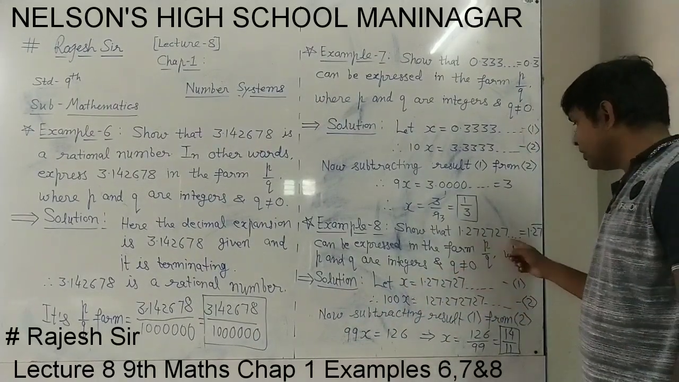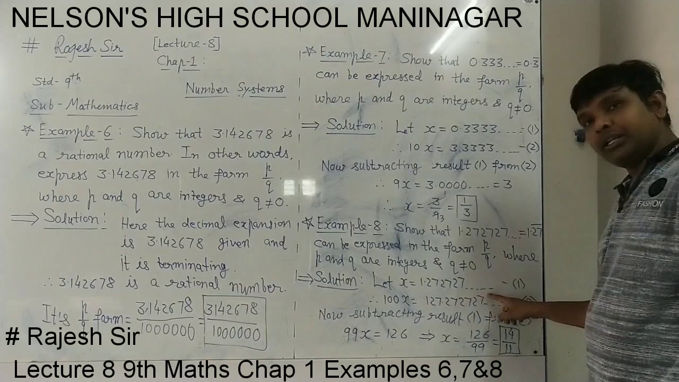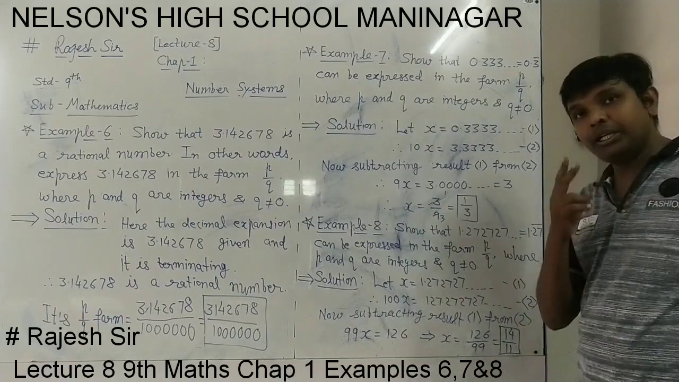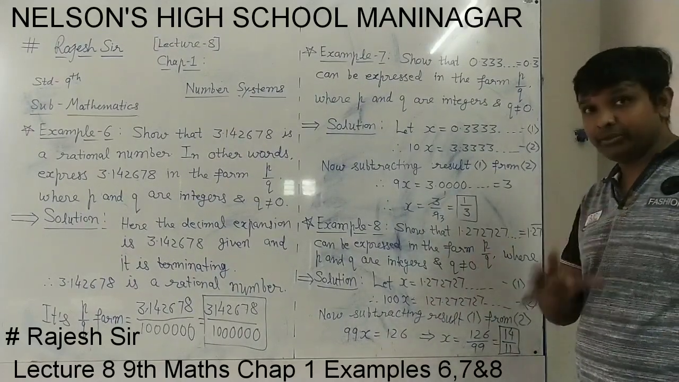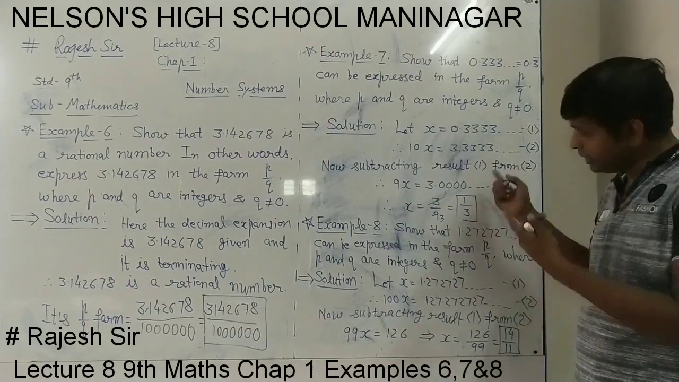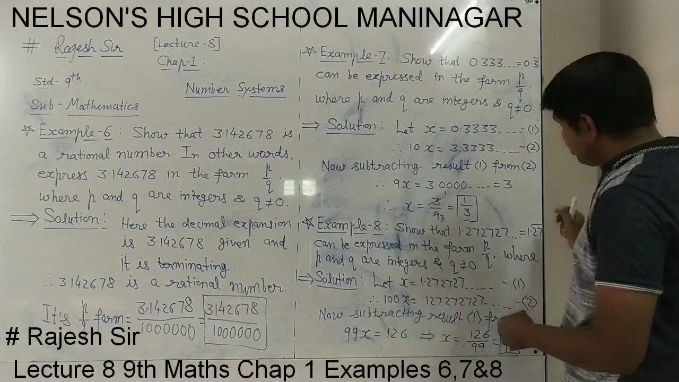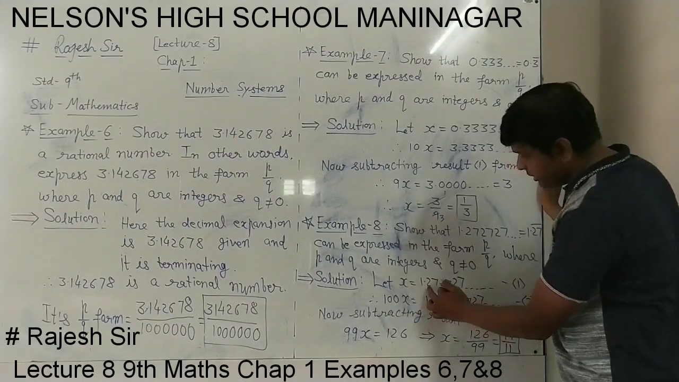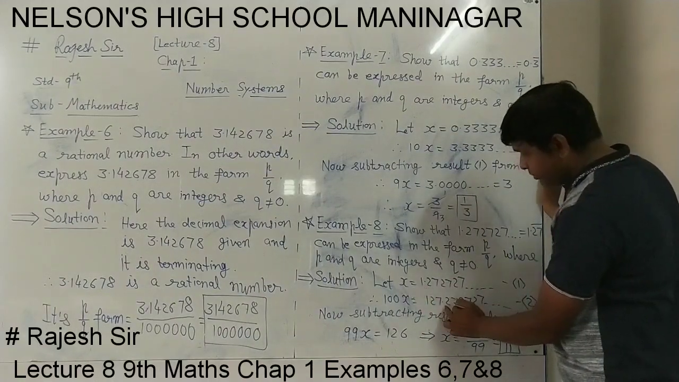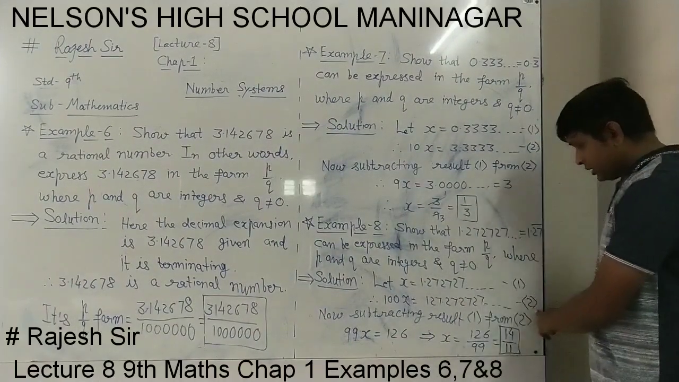Let x equal the given number 1.272727, infinitely repeating. Say result 1. Now here after the point, how many digits are repeating? 2 digits are repeating, so we will multiply by 100. Why did we multiply by 10 earlier? Only one digit was repeating. Here we are multiplying by 100 because 2 digits are repeating. So 100x, by multiplying 100, and the point will be displaced by 2 digits. So it will be 127.27272727 and repeating as was given. So result 2 it is.